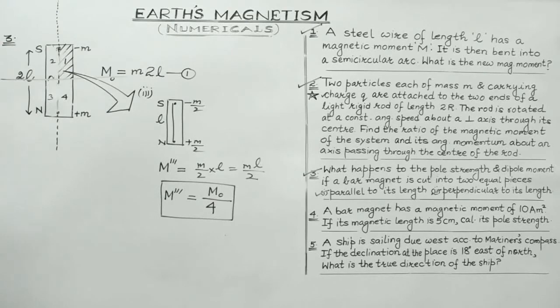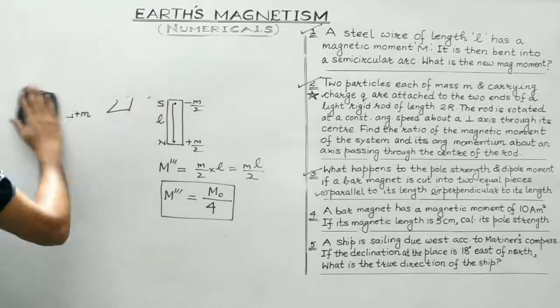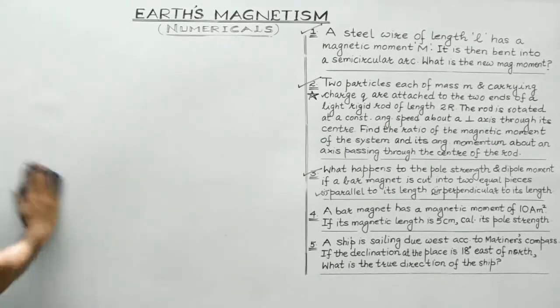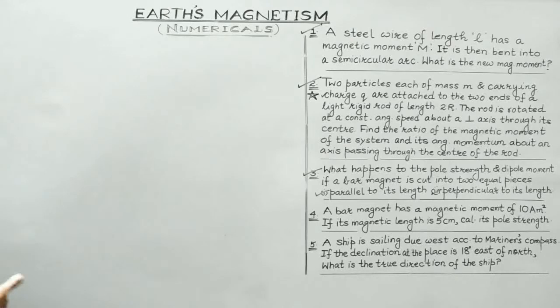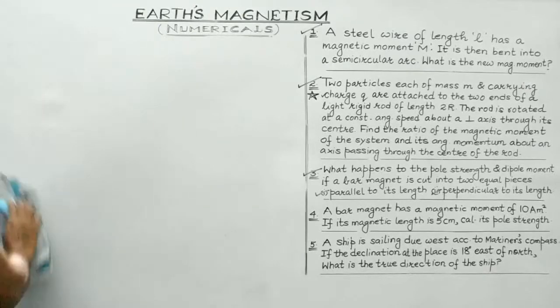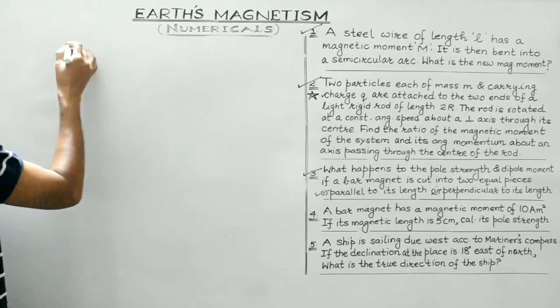Well, students, let's proceed to the next question then. Fourth one is pretty simple. It's a straightforward question. The fourth question is, a bar magnet has a magnetic moment of 10 ampere meter square.